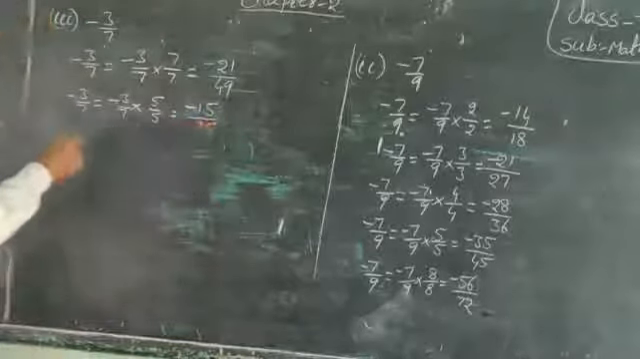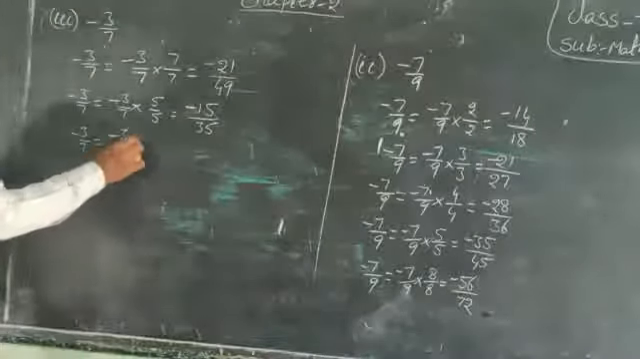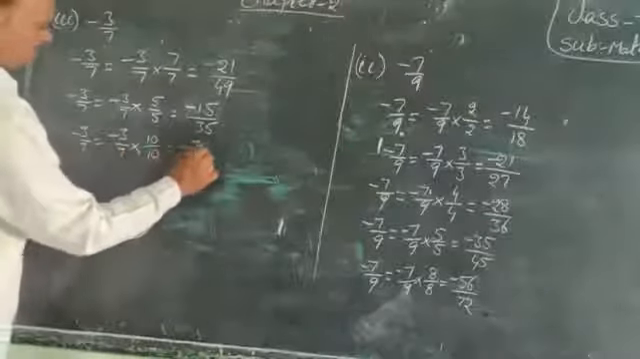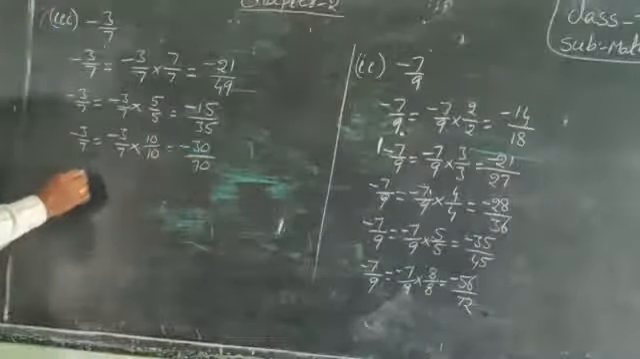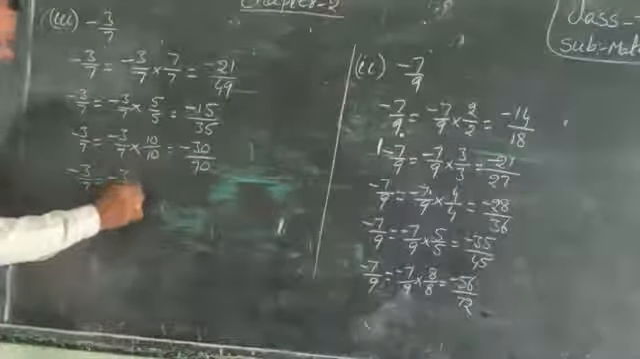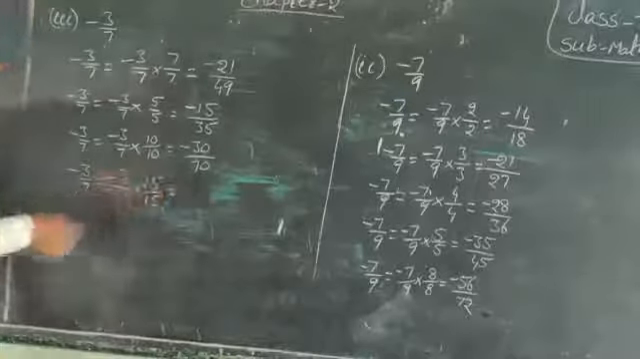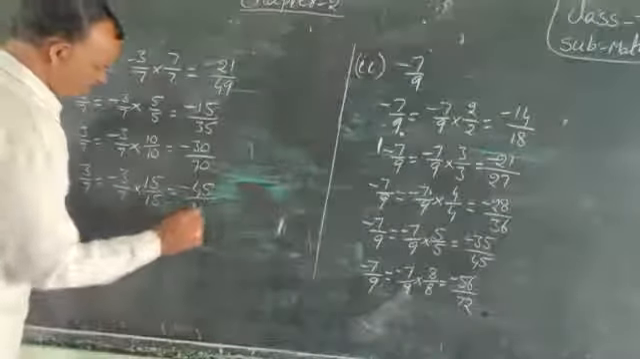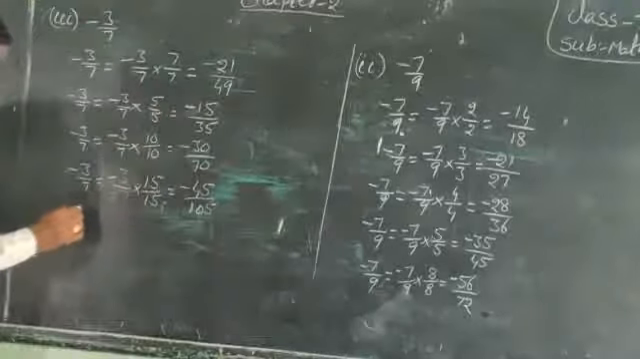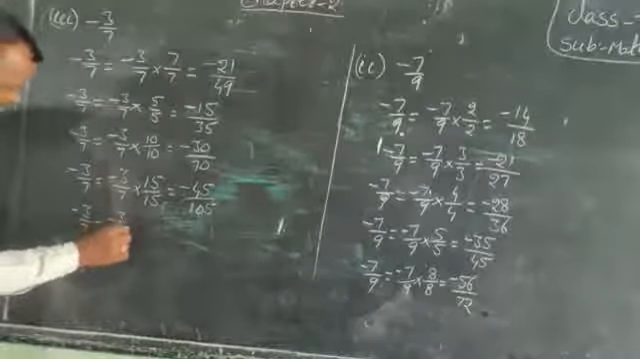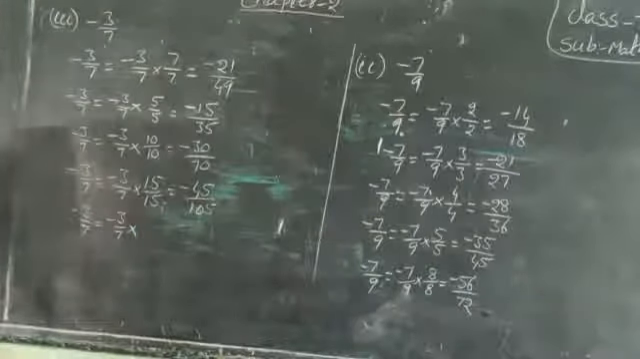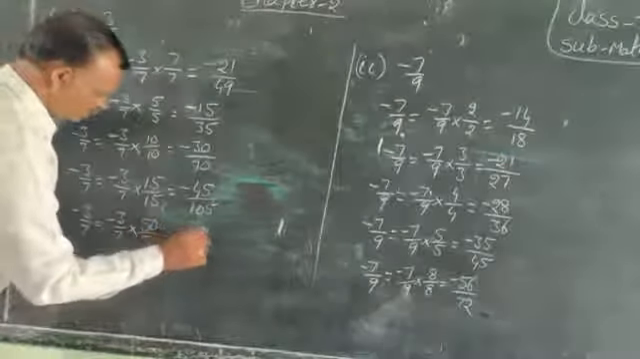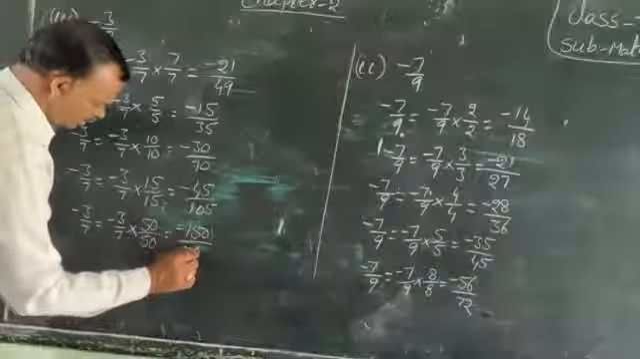7 fives are 35. Minus 3 by 7 is equal to minus 3 by 7 into 10 by 10, minus 30 by 70. Minus 3 by 7 is equal to minus 3 by 7 into 15 by 15. You can multiply and divide the same number. 15 threes are minus 45, by 15 sevens are 105. Minus 3 by 7 into 50 by 50, minus 150 by 350.